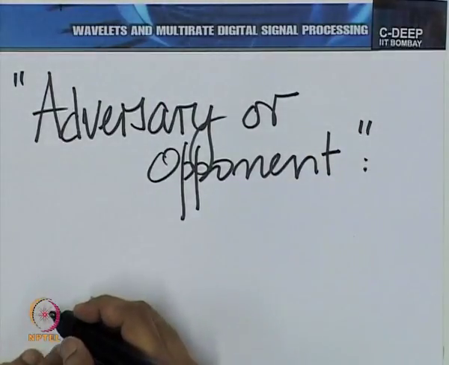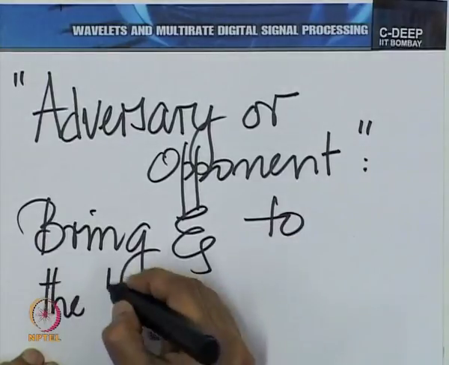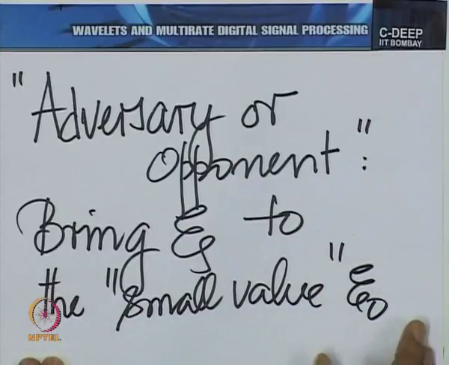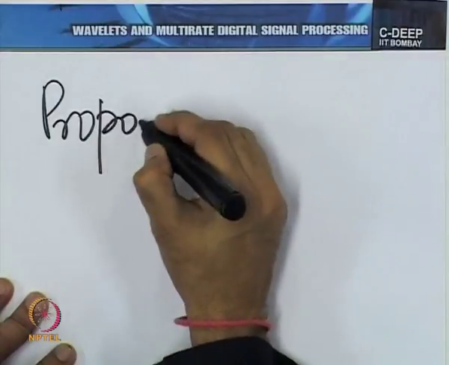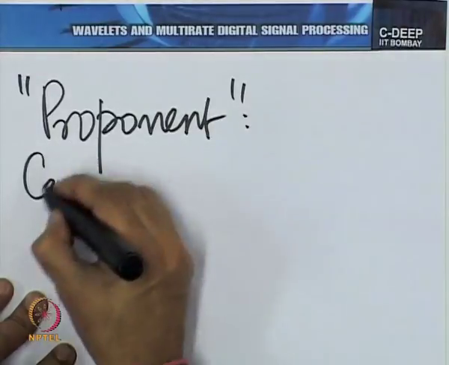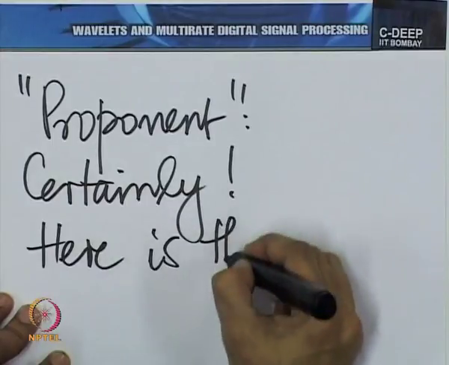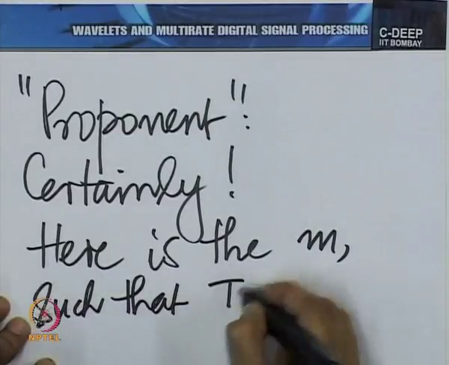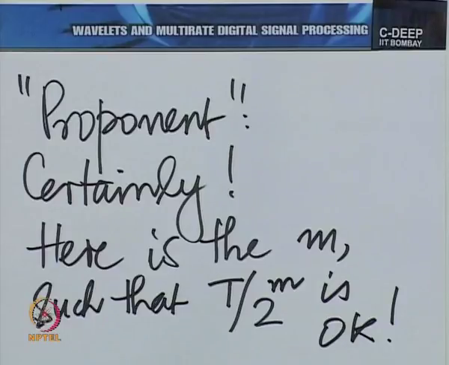says bring E to a small value, let us say E_0, and the proponent says certainly, here is the m such that T by 2 raised to the power of m is okay. So, that is the idea of proponent and opponent here.